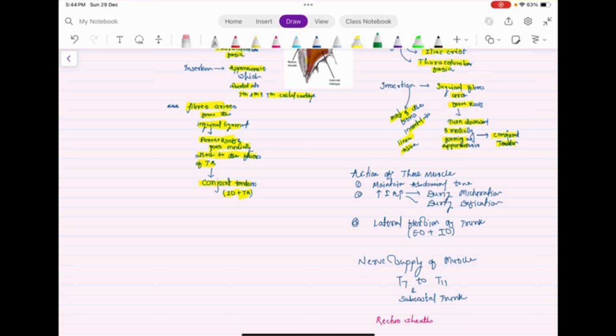Understand once again, this is the inguinal ligament, ASIS, pubic symphysis, pubic tubercle. The fibers from the inguinal ligament form the roof. Okay, it forms the roof. The internal oblique goes medially and attaches to the fibers of transverse abdominis, which forms the conjoint tendon. The conjoint tendon is formed by the internal oblique and transverse abdominis muscles.